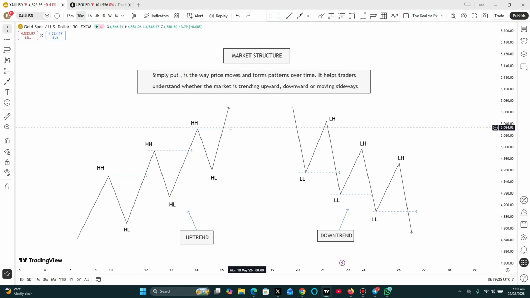What are some of the key things to note when the market is trending towards the upside? On the left side, this representation I've drawn is an indication that the market is in an uptrend. When the market is in an uptrend, it tends to give you a series of higher highs and higher lows. This is an indication that the market is trending towards the upside.